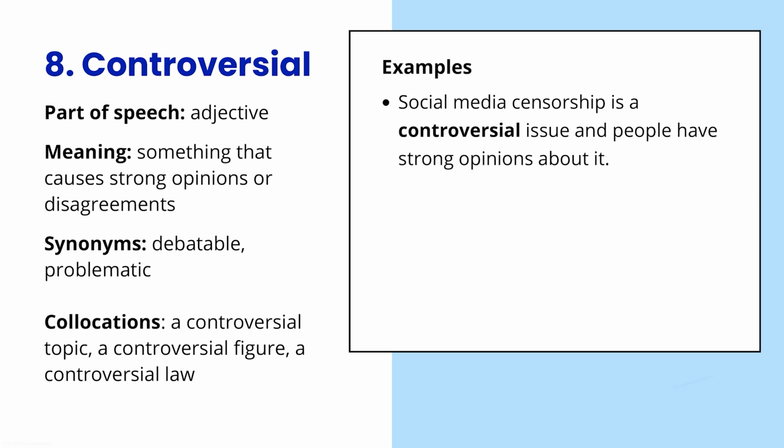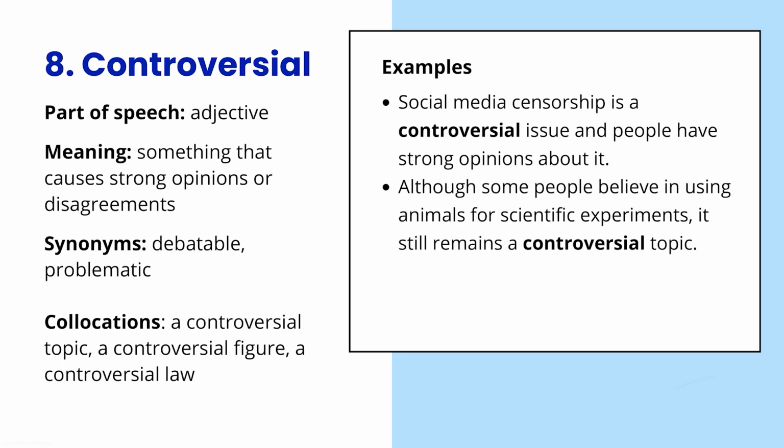Now let's have a look at some examples. Social media censorship is a controversial issue and people have strong opinions about it. So this just means exactly what it says. People have strong opinions about this issue or about this topic. Although some people believe in using animals for scientific experiments, it still remains a controversial topic.